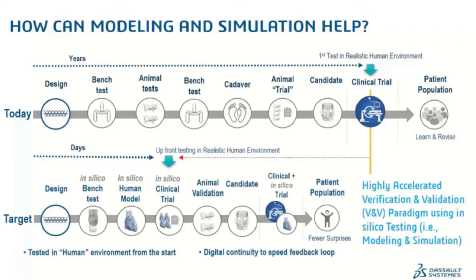Having worked with our key partners, we believe that the introduction or the expansion of virtual or in silico testing of devices is a key solution to this problem. The systematic use of in silico testing allows for vastly more design alternatives to be tested earlier on in the development cycle, greatly reduces reliance and therefore cost and time of bench and animal testing, provides quantitative and actionable insights to optimize device performance, and helps streamline and accelerate the regulatory approval process.